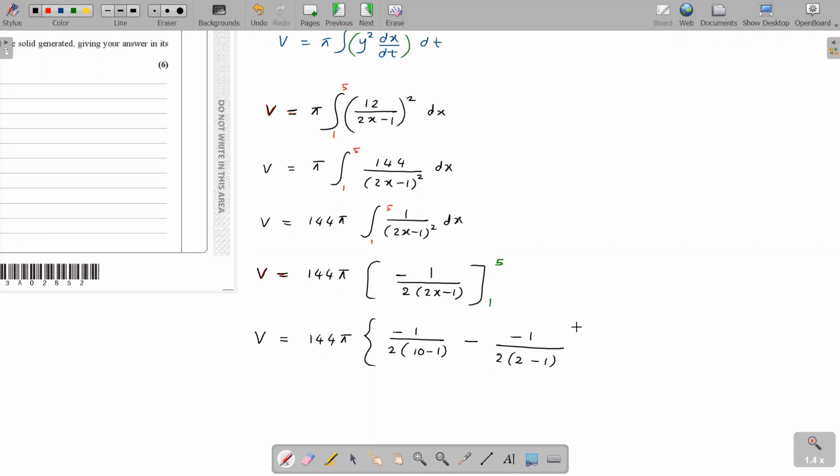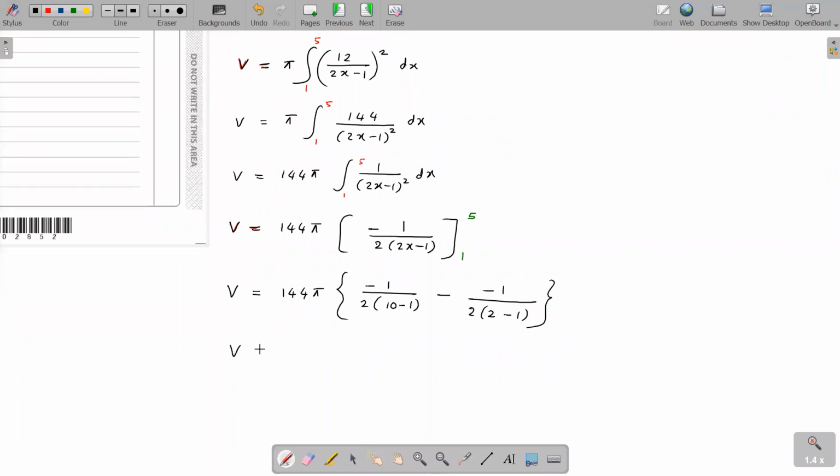Do you agree with what I did here? I replace first the x value with 5, then in the middle you put a compulsory minus, and then you replace the x value with 1. And now simplify and get the answer. How much do we get here? 144π times -1 over 2 times 9, which is -1/18, plus 1 over 2 into 1, which is 2. How much is the answer? -1/18 plus half is 4/9.